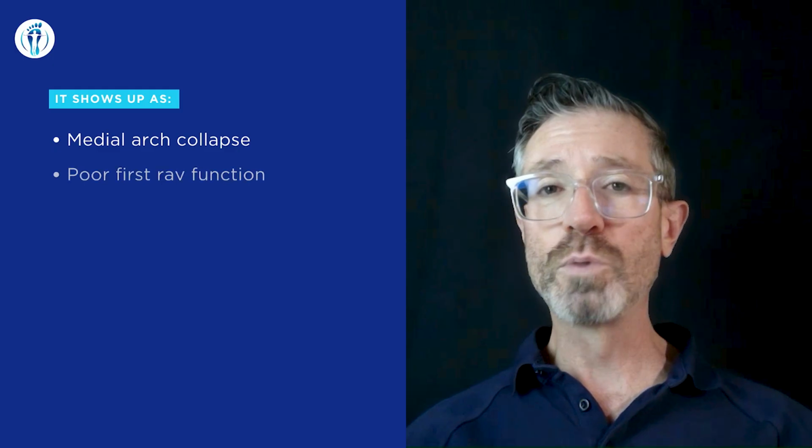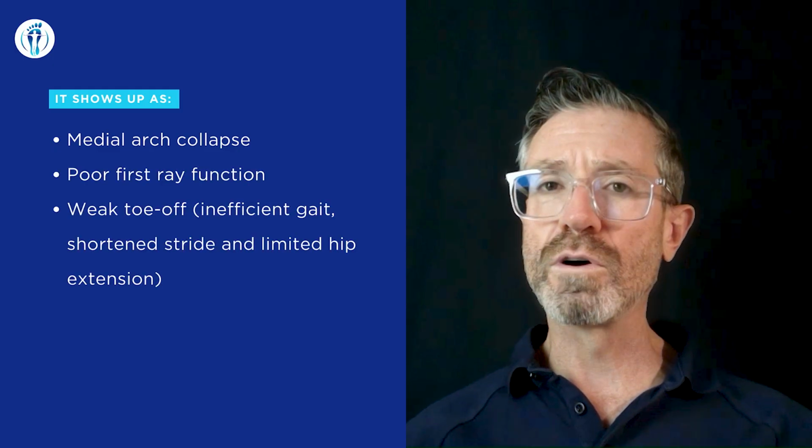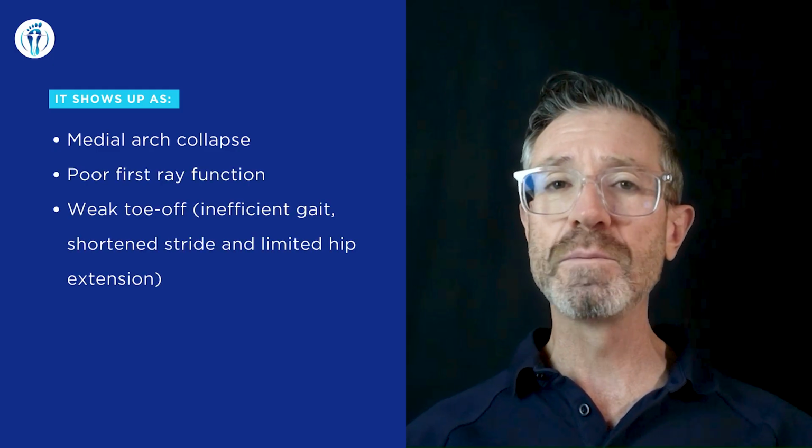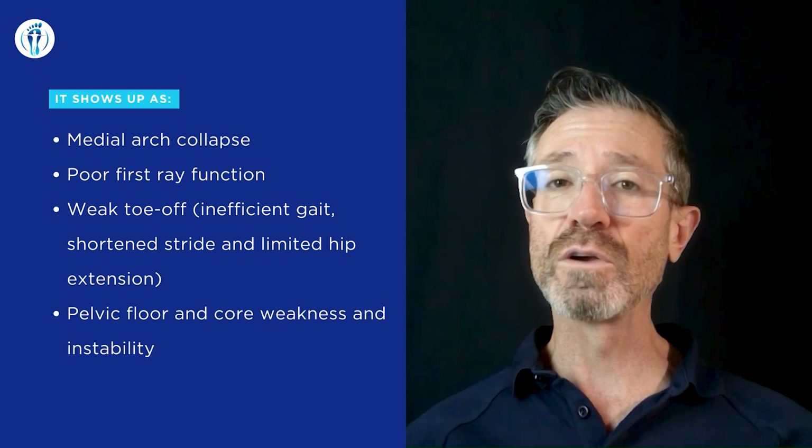When the system's weak, it shows up as medial arch collapse, poor first ray function, weak toe-off, inefficient gait, shortened stride, limited hip extension, pelvic floor and core weakness, and instability. This is why toe-foot dysfunction often results in things like lower back pain or pelvic instability, tight hip flexors, weak glutes, tight hamstrings, and any other pelvic floor stuff like incontinence, or even into the diaphragm, breathing dysfunction, sexual dysfunction, poor digestion, medial knee issues. All of these can relate to the function of the medial arch through the deep front line.